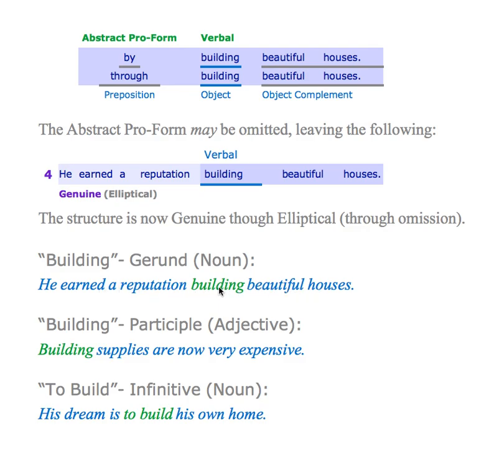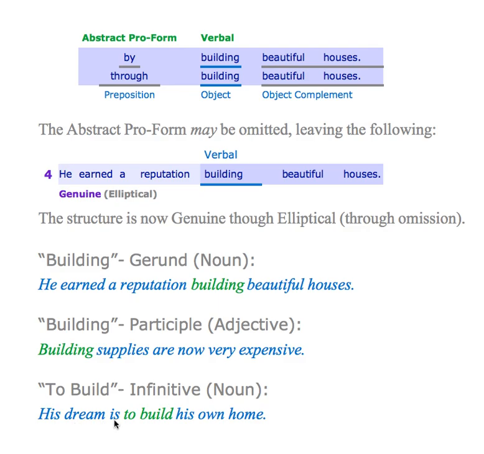All right, we just talked about that. And here's building, but it's a participle. It's functioning as an adjective. Building supplies are now very expensive. And I can tell you this is an actual fact. My son and I are remodeling his house, and it's costing a fortune. Building supplies, you see, it's an adjective modifying the noun supplies. And then to build, it's a verbal in infinitive form. It's acting as a noun. His dream is to build his home.